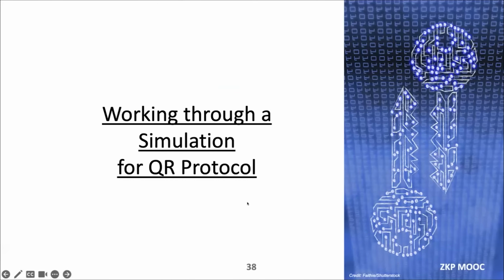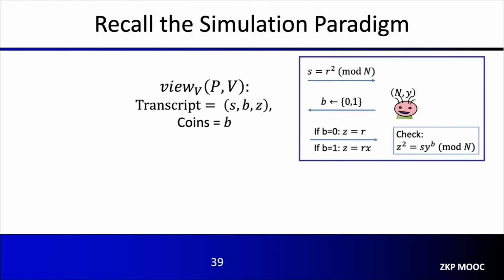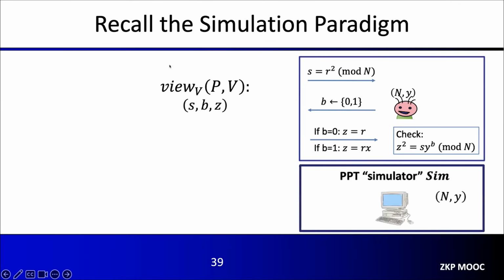Let's work through a simulation now that we have a definition. Recall the protocol for quadratic residues. The prover sent R squared. The verifier asked for either seeing R or R times the square root of Y. He got back an answer and checked it. So what's the view here? The view is S, the first message, B, the second message, and Z, the third message. The coin tosses are B, so they're already included. It's S, B, Z.